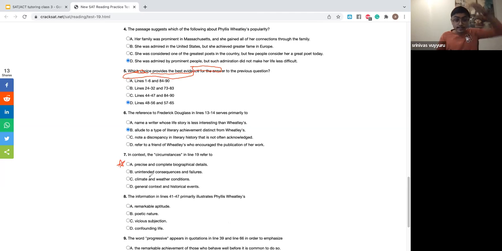B, unintended consequences and failures, that doesn't sound like it either because that's not details. C, it is details, but weather and climate conditions aren't really important, and I don't think would be used in the context of a birth. And D also sounds like a pretty good idea, but we're talking about Phyllis Wheatley's birth, and therefore complete biographical details is what makes me choose A instead of D.